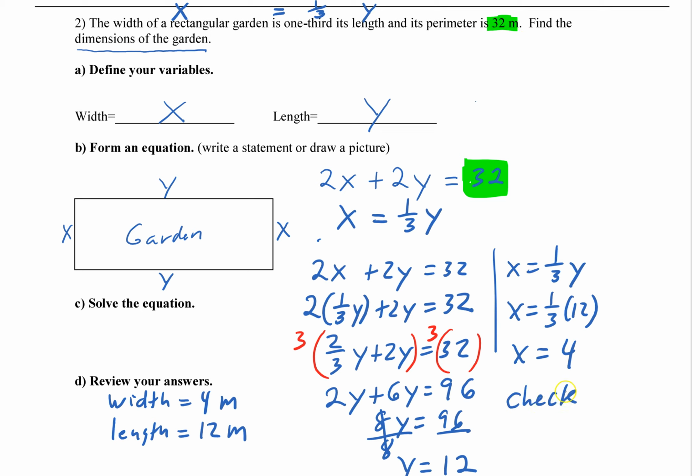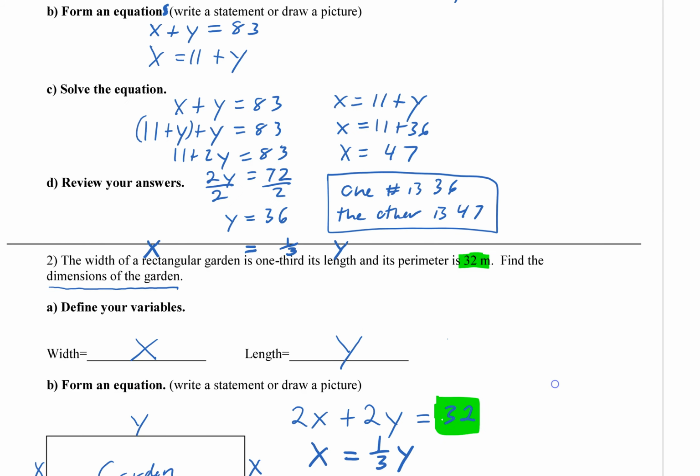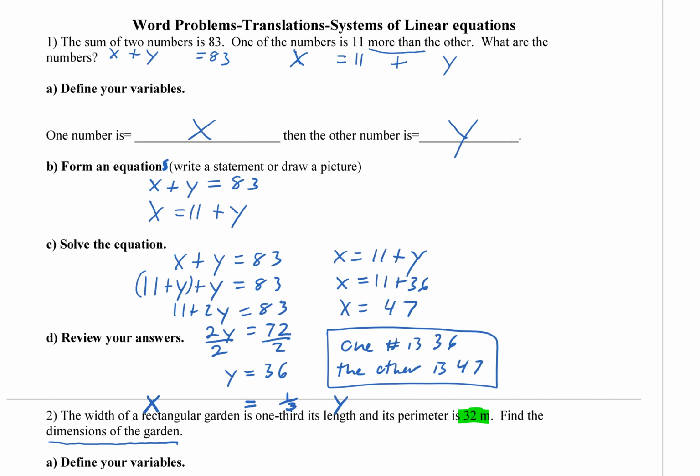Remember, for a perimeter, it would be 2 widths and 2 lengths. So 2 widths and 2 lengths. 8 plus 24 is 32. So it checks perfectly. There we go. So you can see they're both the same type of problem.